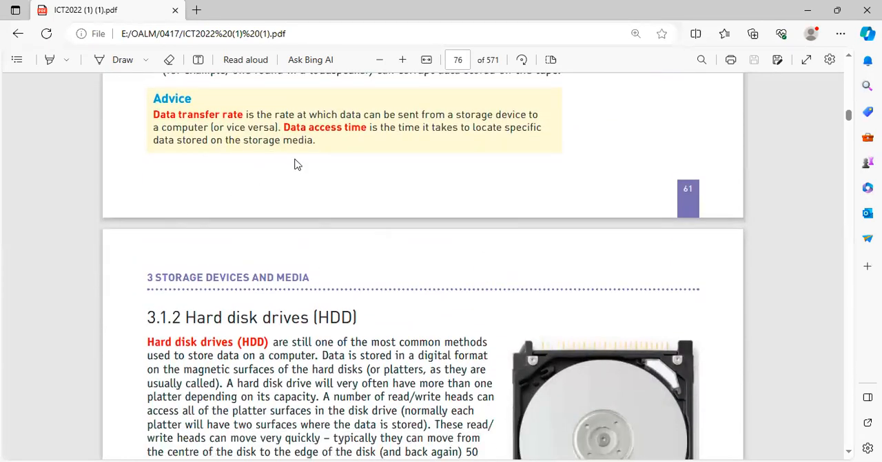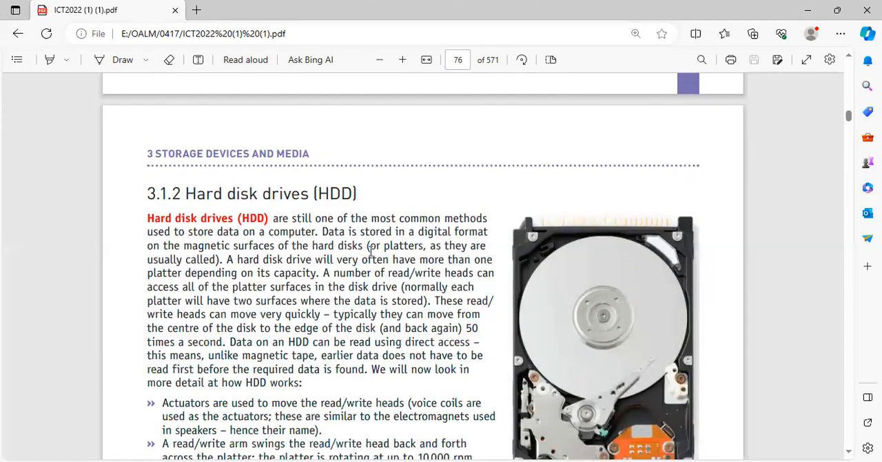Now see this one, the advice. It is telling about data transfer rate, which is the rate at which data can be sent from a storage device to a computer, or vice versa. This is called data transfer rate. And data access time is the time it takes to locate specific data stored on the storage medium. Like we know with the hard disk, what is the data access time? It is the time you take to locate a particular record on disk. And data transfer rate means when you transfer data from hard disk to memory or memory to hard disk. These two terms you will find in the hard disk or further storage media.